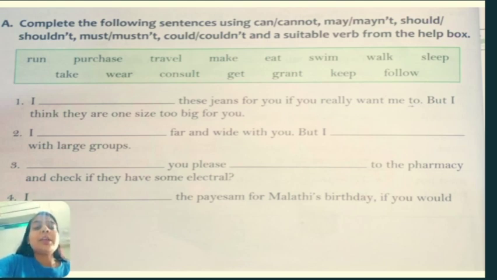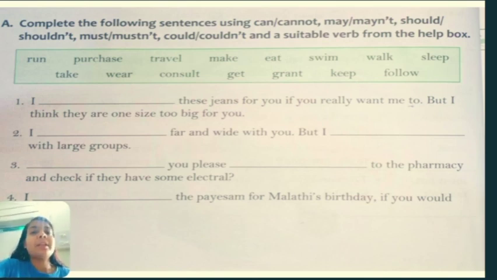Now students, as you can see here, one exercise is given to you. On the basis of your knowledge and whatever you have understood till now, you have to do this exercise. You can use different modal verbs including can, may, should, must, could with their negative forms and add any suitable verb provided in this box. First do it yourself, then match your answers at the end of the video.